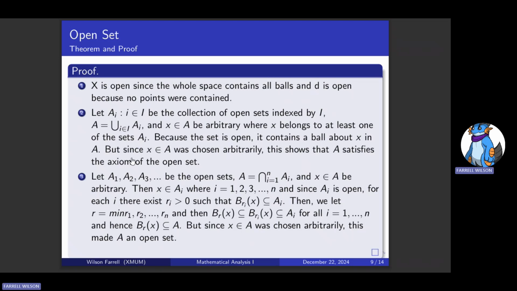Then we let r equal the minimum of r1 to rn. Then the ball B(r, x) is contained in B(ri, x), which is in the set Ai for all i equals 1 to n. And hence B(r, x) is in the set A. But since x in A was chosen arbitrarily, this satisfies the third axiom, proving that A is an open set.